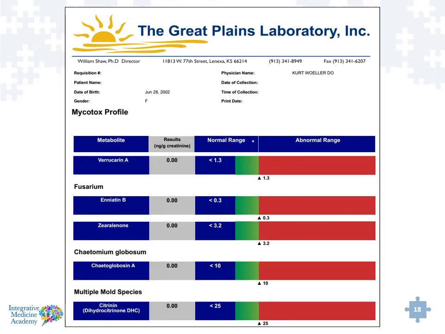Okay, so here are the Fusarium mycotoxins, enniatin B and zearalenone. Both are normal, although they had gut colonization of Fusarium on the OAT.